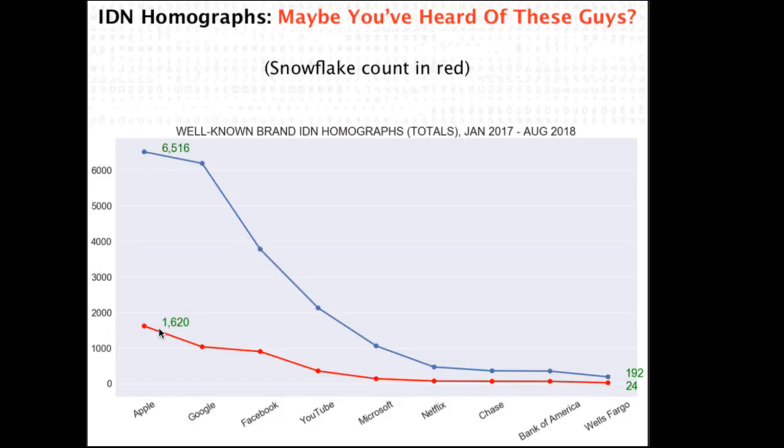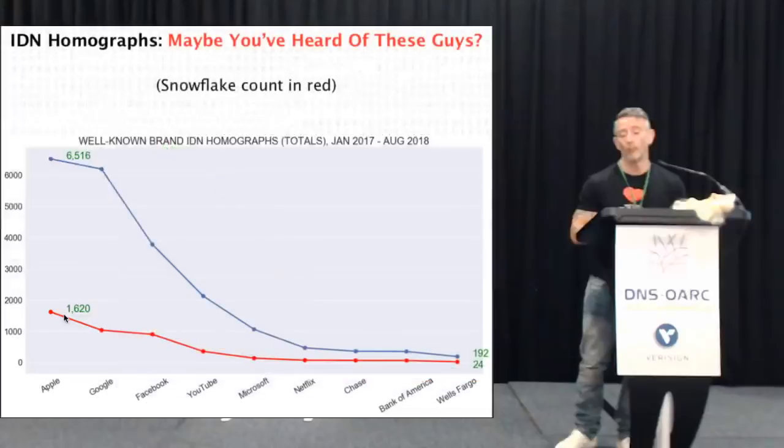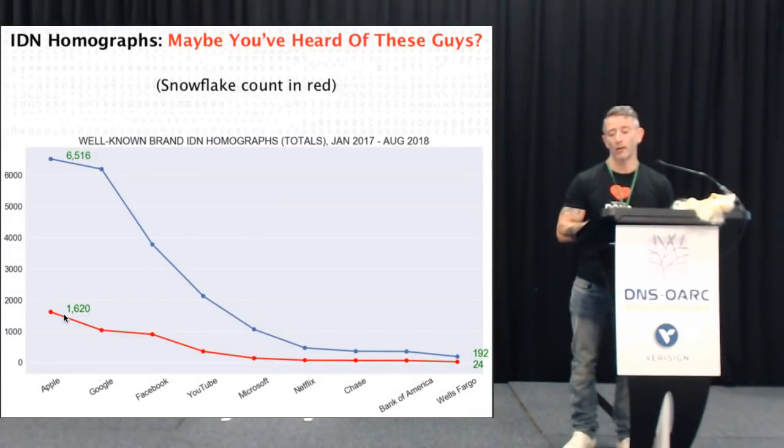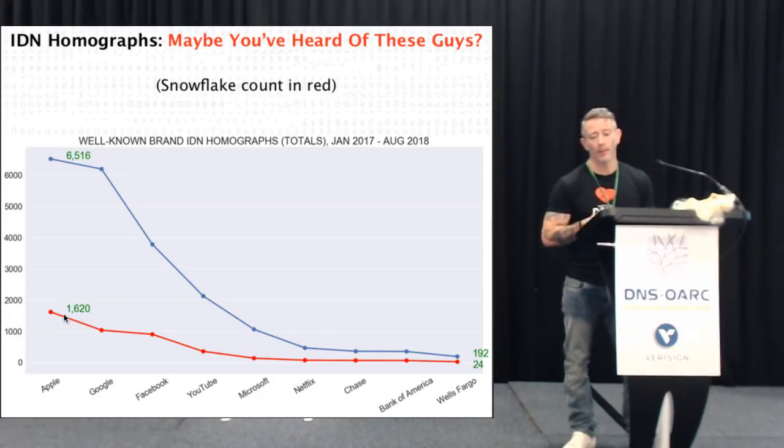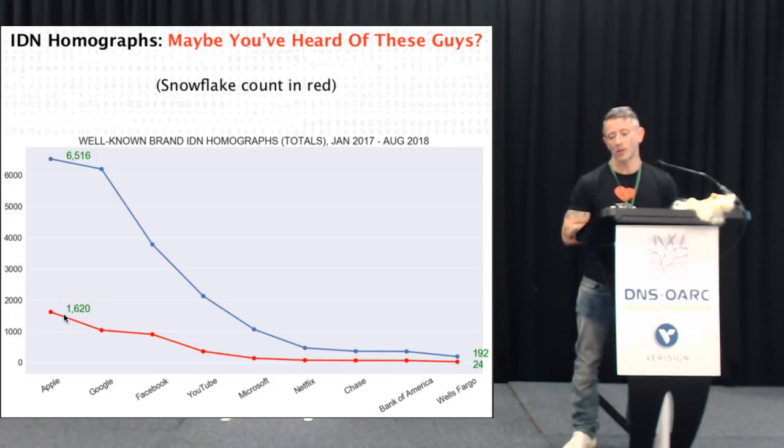Example here, FANG companies, some well-known financials. What was the homograph landscape for these over the last 20 months? Apple is the most impersonated brand, with a total of 6,500 different appearances in our data. When I deduplicate that, there are 1,600 unique.